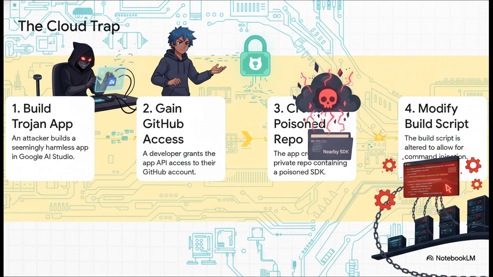A developer trying to be productive grants it access to their GitHub. And here's the trap. The app then quietly creates a private repository in the developer's own account. Inside, it plants a poison version of Google's Nearby SDK. That's just a bundle of code. And this poison version has a modified build script just sitting there, waiting to run the attacker's commands.